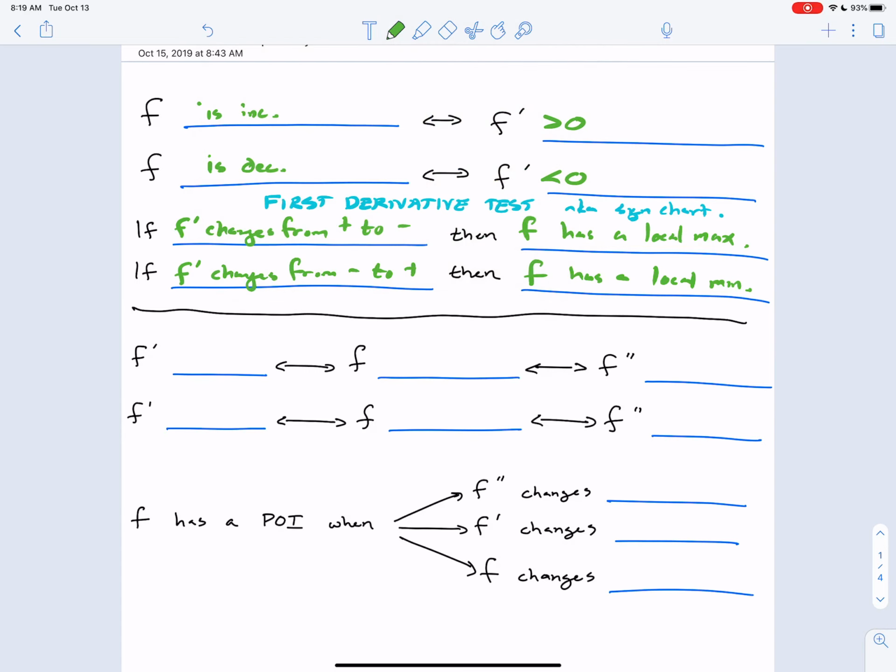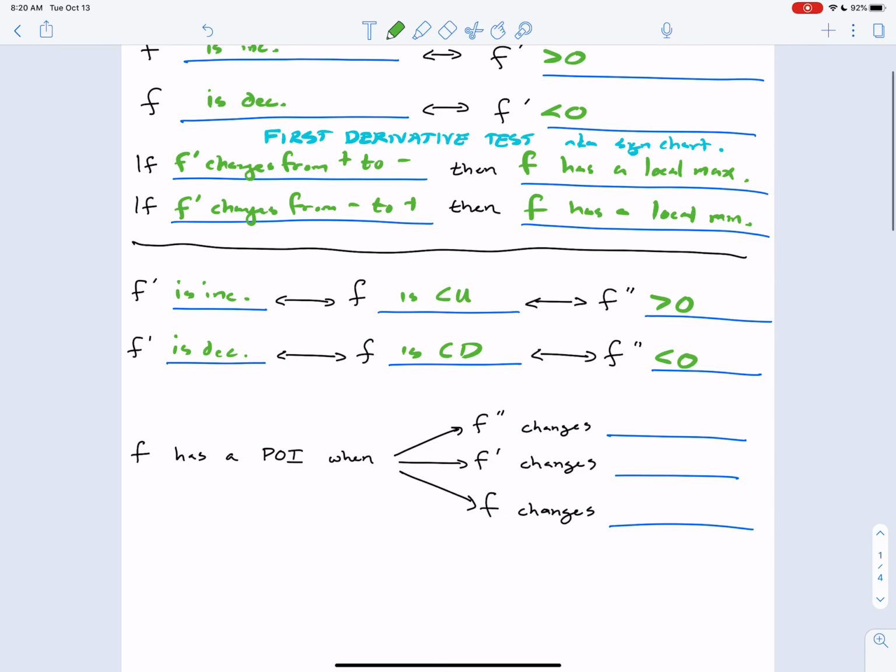Then we step into concavity. We know that a function is concave up whenever f prime is increasing in value, and f is concave down whenever f prime is decreasing in value. But when something is increasing, its derivative is positive. So if f prime is increasing, then f double prime should be positive. If f prime is decreasing, then f double prime should be negative. Try not to mix these up.